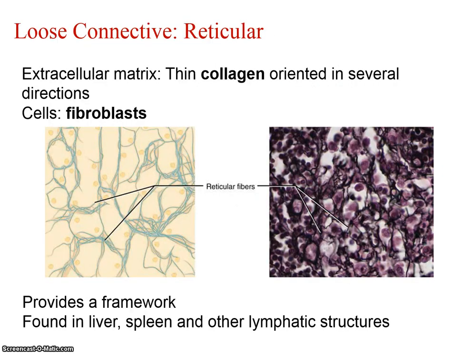Reticular is also a loose connective tissue proper. And here we see a whole lot more of what we name reticular fibers, which are short and branching collagen fibers, generally in several different directions. We are back to having fibroblasts as the main cells, and they make this collagen. Again, just not really well organized. We find this in the framework of various organs and glands like liver, spleen, lymph nodes.